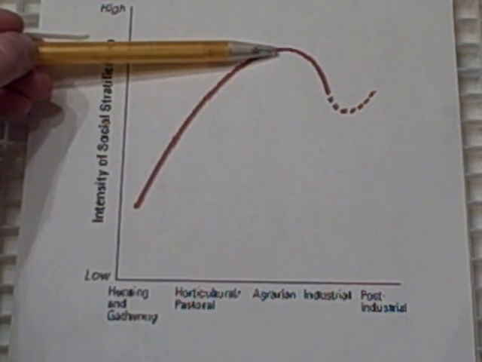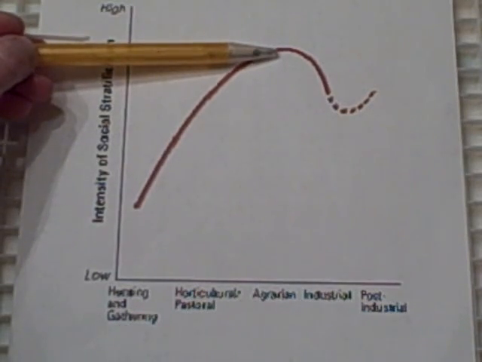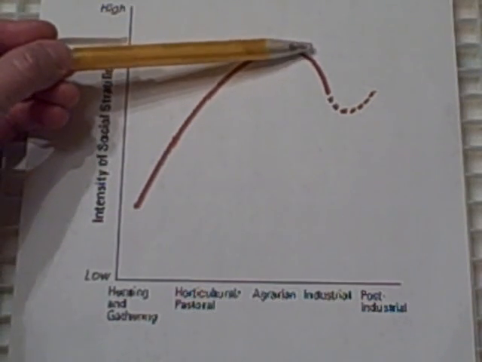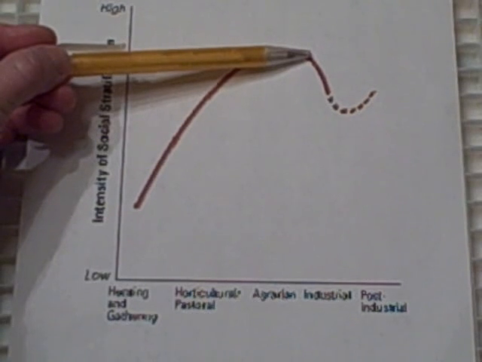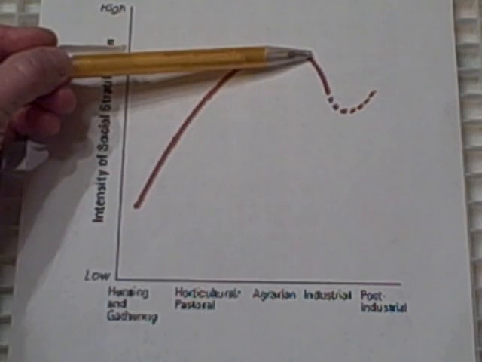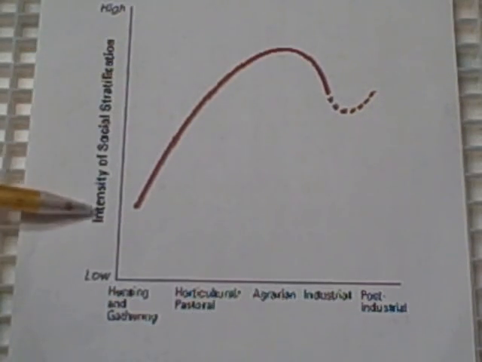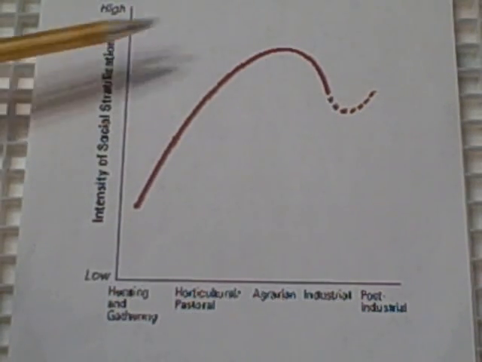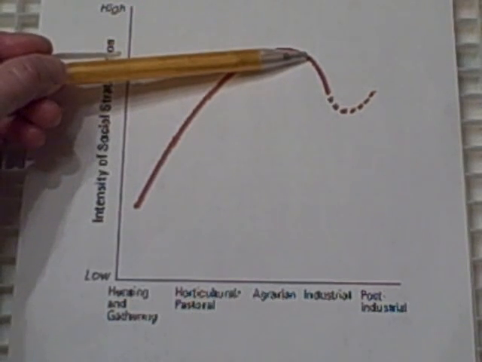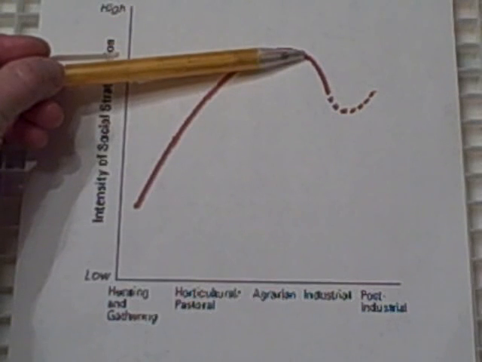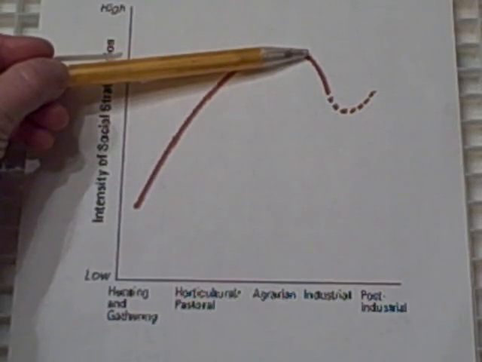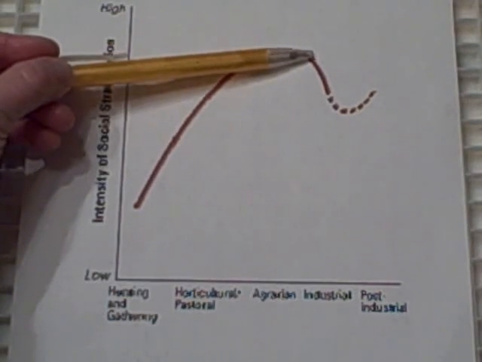Now remember when you watched the Marx YouTube, Karl Marx was all about the inequality at the beginning of the industrial era. See here on Kuznets Curve, it is also very high in its intensity of social stratification. Marx was saying that the capitalists owned too much of the wealth and the proletariat, the working class, didn't have much wealth at all. They were being exploited.